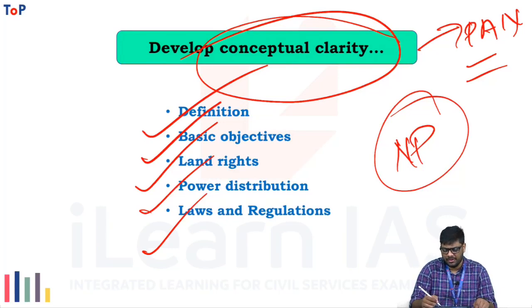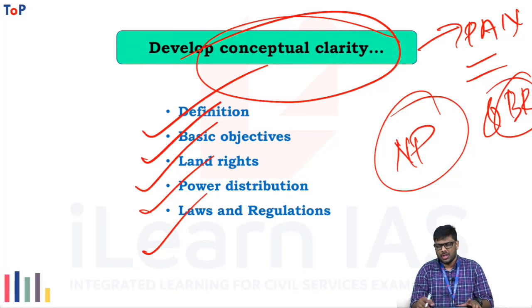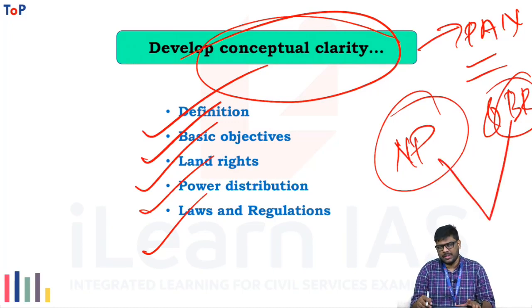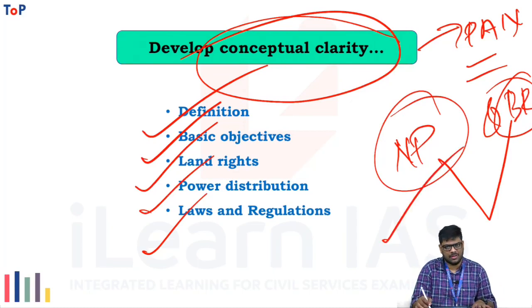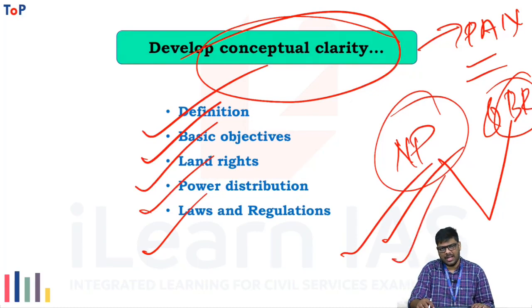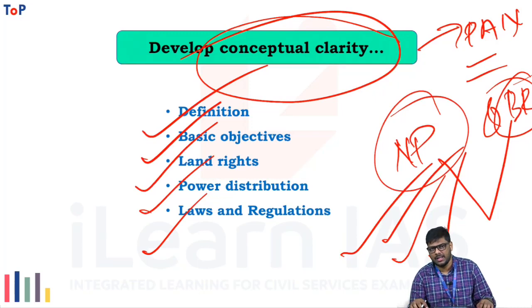What makes it different from a national park and a biosphere reserve? What is the real difference between them? Those aspirants who know the difference can solve these kinds of questions. What is the difference in terms of definition? What is the difference in terms of basic objective? What is the difference in terms of land right? What is the difference in terms of regulatory status behind it?